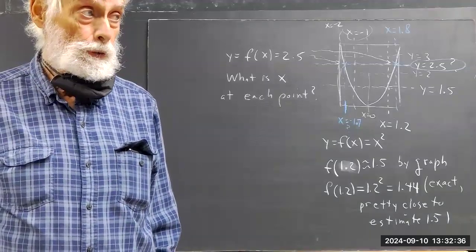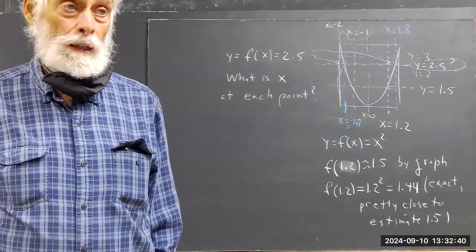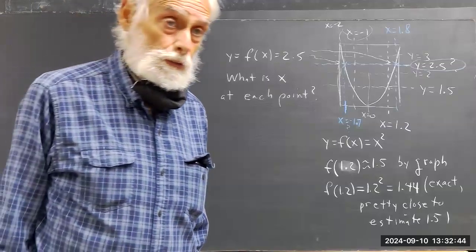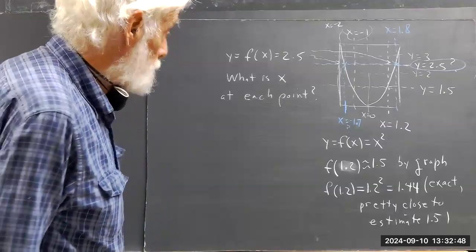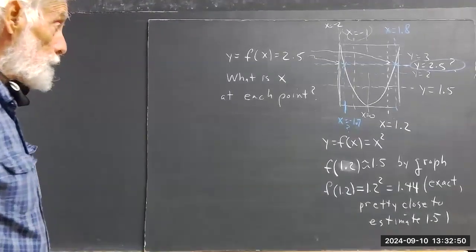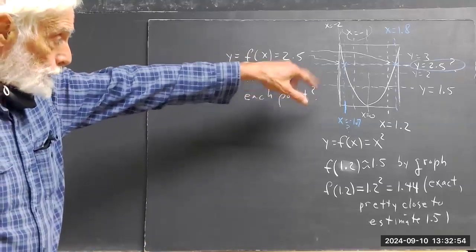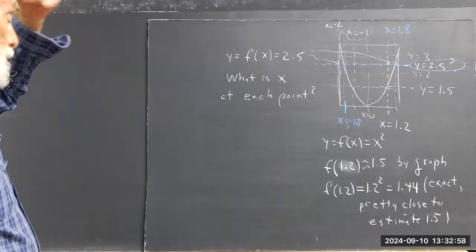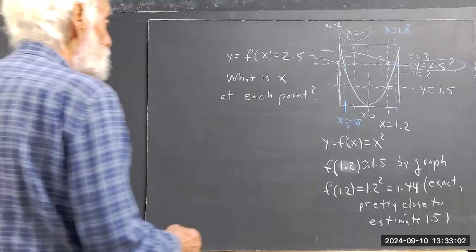Sometimes you're dealing with data and there's not a good formula for the function. Then you've got to look at the graph and understand what you're seeing. Now, usually the graph will be labeled for you for the purposes of this course. There are deeper things we're trying to understand by labeling this graph. Okay, you'll see them as we go on. So what is x at each point?